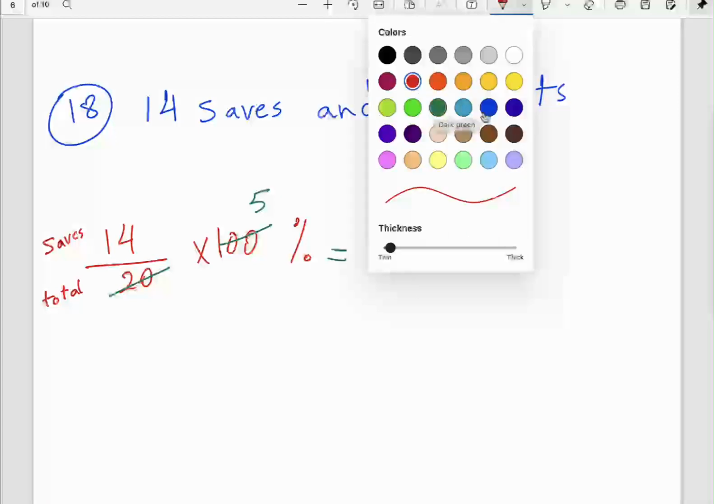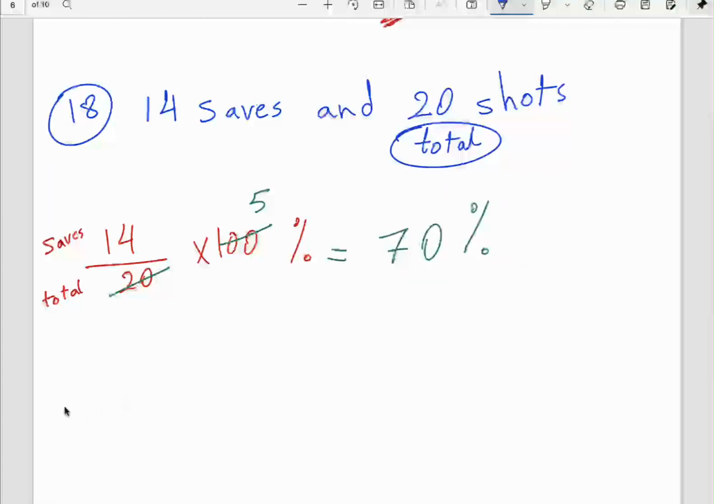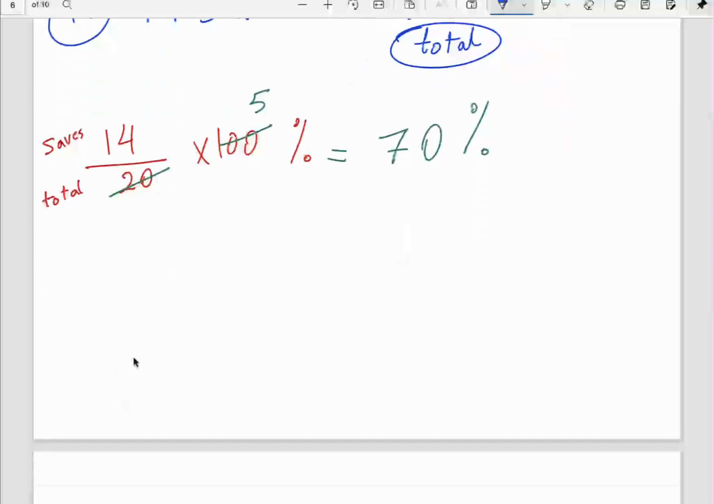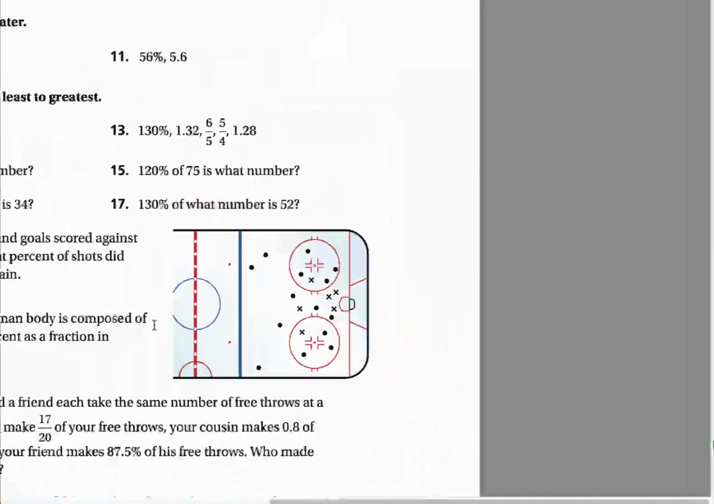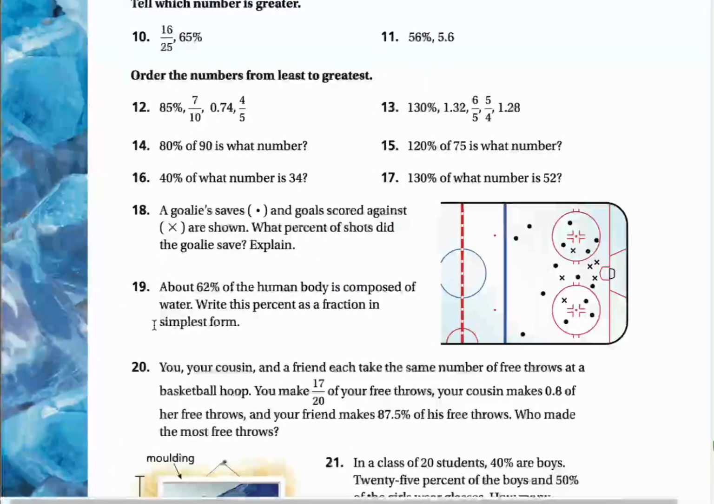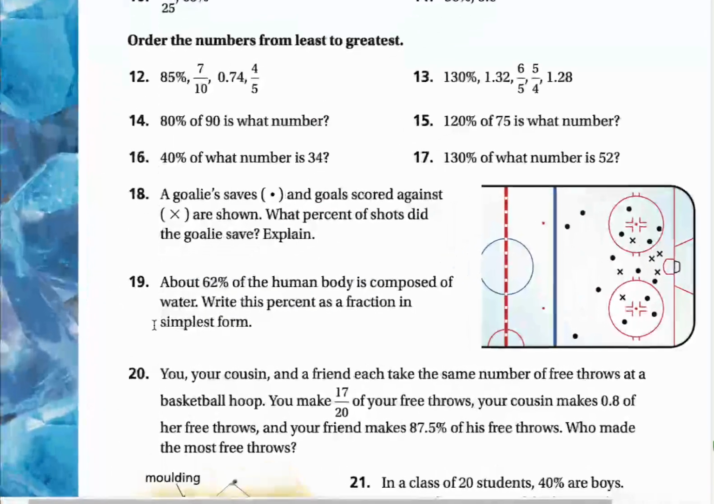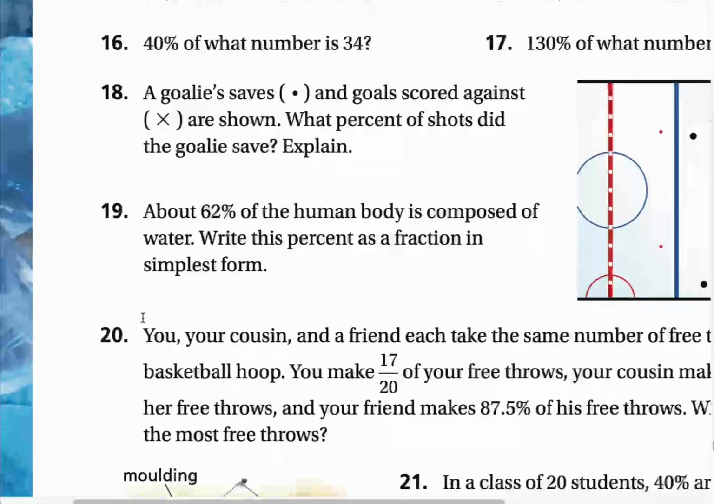Okay, my heroes, any problems? No. Okay, let's move to the next question, question number 19. Teacher, it's about 62% of the human body is composed of water. Yes, Faris, but I didn't ask you to answer. Thank you, Faris. You will answer, don't worry. No, we should read it first.